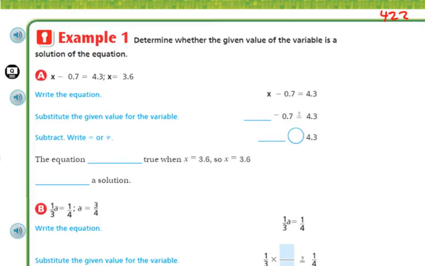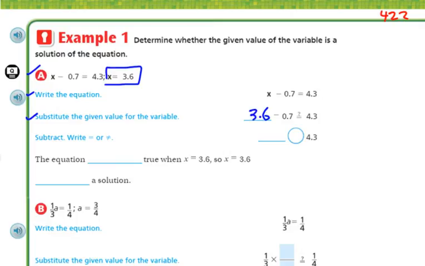But do not let that throw you off. We're going to follow the same exact process every time: write the equation, substitute, solve, and make sure we balance out. Let's look at equation A. I have x minus 7/10 equals 4.3, or 4 3/10. We want to know if x equals 3.6 is a solution or not. So let's write the equation, step 1. Let's substitute the given value for the variable. We are going to replace x with 3.6.